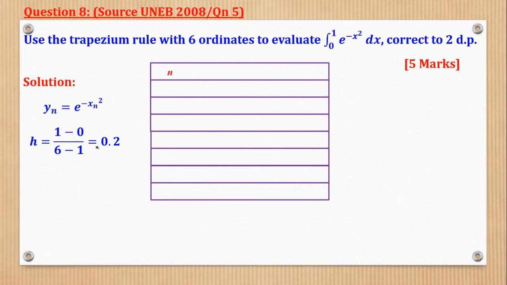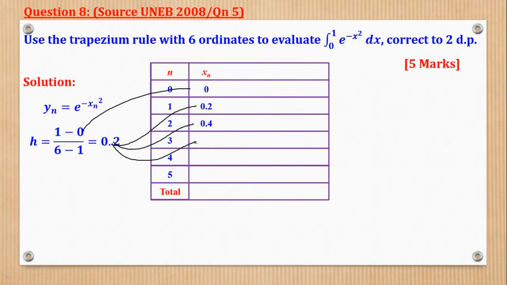We start by listing the ordinates. Then after that we list the values of x. So we start with the lower limit, then keep on adding this to come up with that, add this to come up with that, add this to come up with this, add this to come up with that, add this to come up with that.